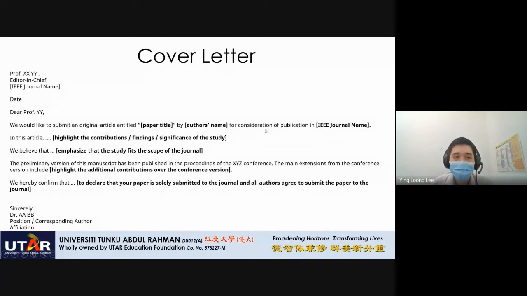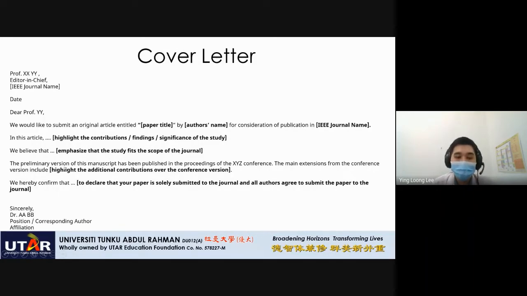Okay, so this is a sample cover letter. You can address it to the editor-in-chief. Then you say that we would like to submit an article entitled the name of the paper, and the authors' names, for consideration of publication in the IEEE journal, the journal that you select to submit to. In this letter, you can highlight the contribution and the significance of the study, and say that you believe it fits the scope of the journal and give reasons why.